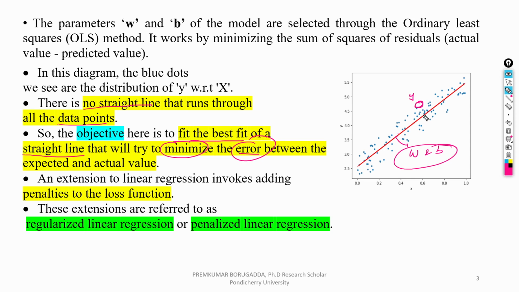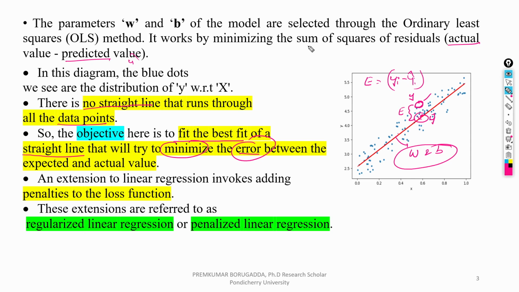So this is the y and this is the point on the target variable, y hat. The difference between them is nothing but the error. So there is an actual value y and the predicted value y hat, and the difference means error. So this error means y_i minus y hat.